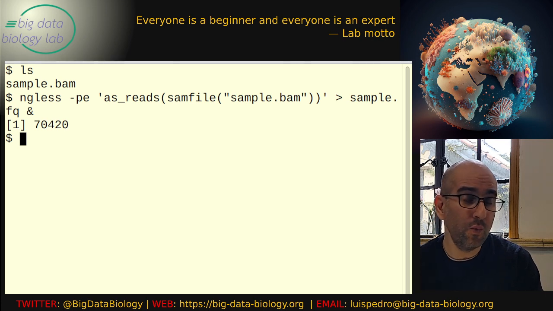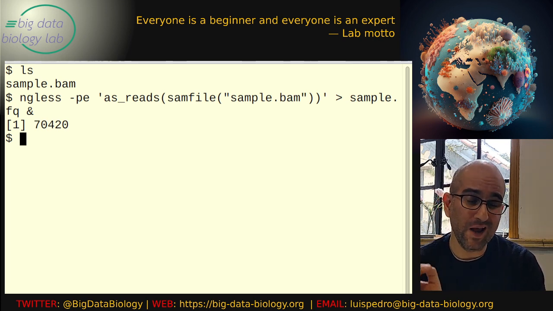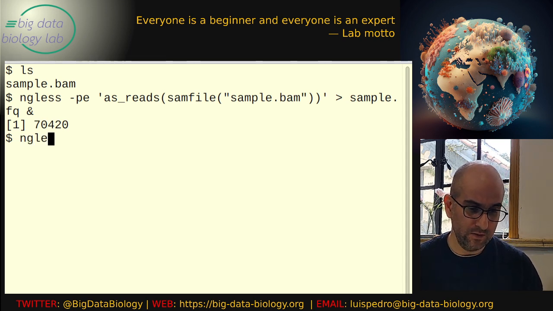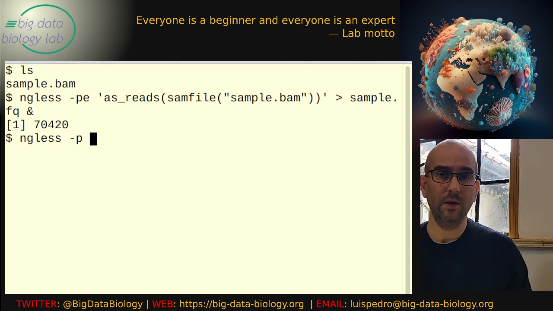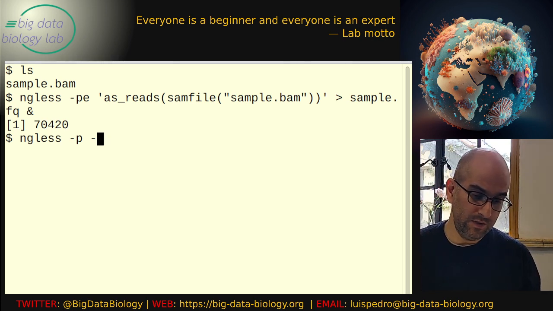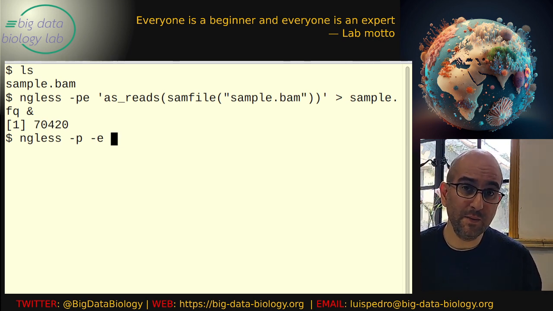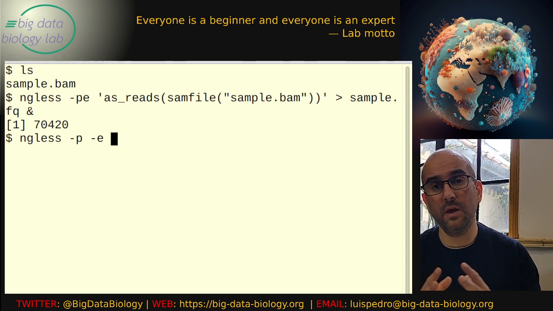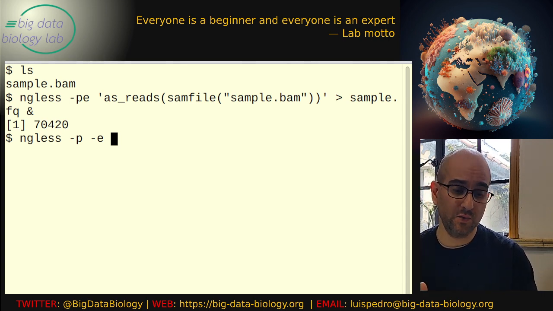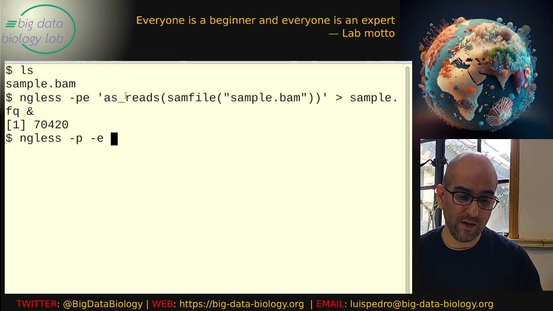But now I want to go back and break it down a little bit and show you how we do this. So this is our NGLess command, and then -p -e. So what the -e does is, instead of us giving it the file with the NGLess script, we just give the script directly here on the command line.